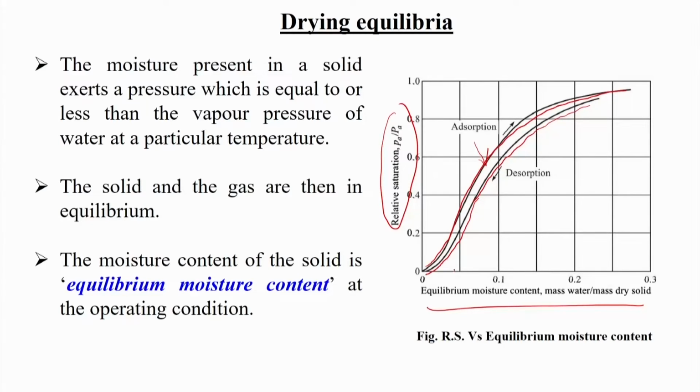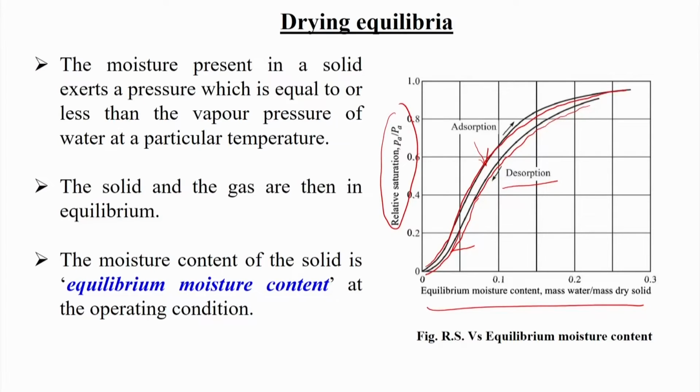Here you see, whenever the equilibrium moisture content decreases, that means desorption. We are trying to equate adsorption with the humidification operation and desorption with the drying operation. So, desorption is nothing but the drying operation, and the solid and the gas are then in equilibrium whenever the drying process is in equilibrium. The moisture content of the solid is then the equilibrium moisture content at the operating condition. We will discuss critical moisture and equilibrium moisture in detail, as we need to understand those terminologies.